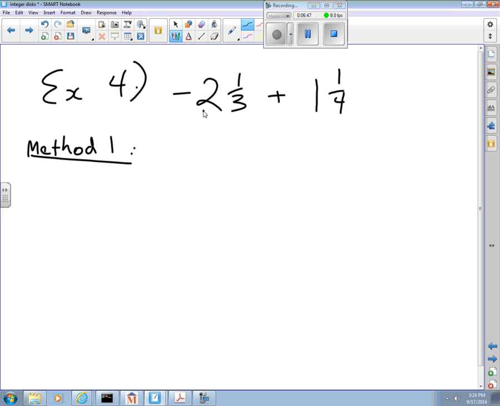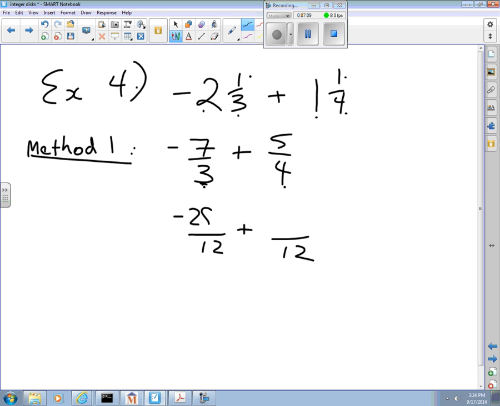So 2 times 3 plus 1 is 7/3. This is a negative value. And 1 times 4 plus 1 is 5/4. This is a positive value. But I can't add them until they are in a common denominator. The common denominator of 3 and 4 is 12. Now, I had to times 3 by 4 to get to 12, so I have to do the same thing to the numerator, so it's negative 28. I had to times 4 by 3 to get to 12, and 3 times 5 is 15.